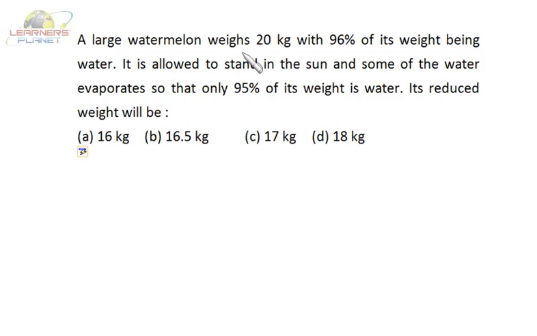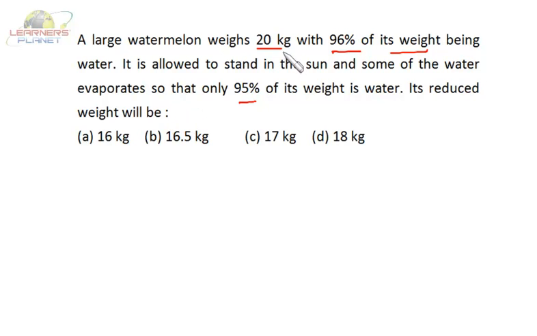A watermelon weighs 20 kilogram with 96% of its weight is water. It is allowed to stand in the sun and some of the water evaporates so that 95% of its weight is now water. Okay. Now what's the reduced weight of the watermelon? We have to find out.